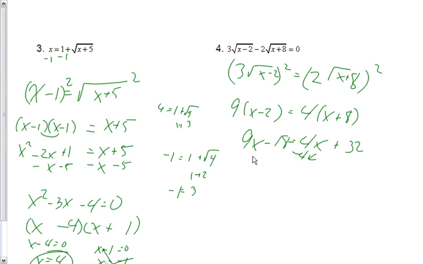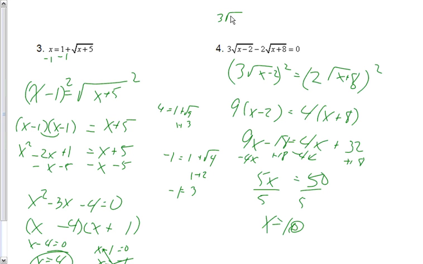Subtract 4x. Add 18 to both sides. You get 5x equals 50. Divide by 5. X equals 10. It's 10, I swear. Okay, check it.